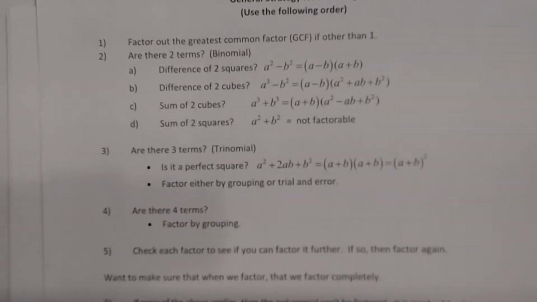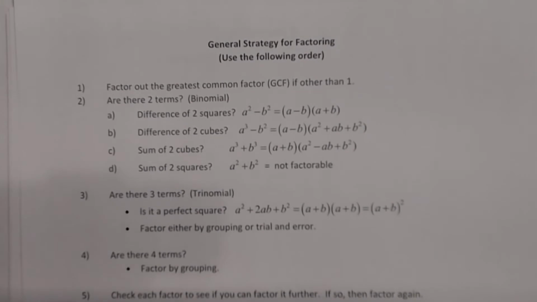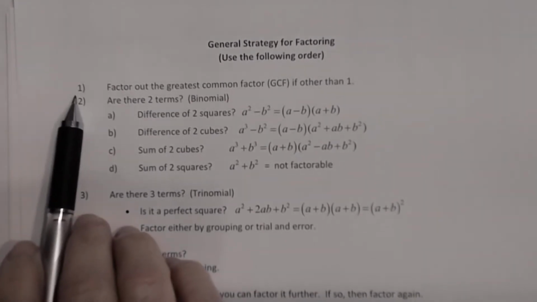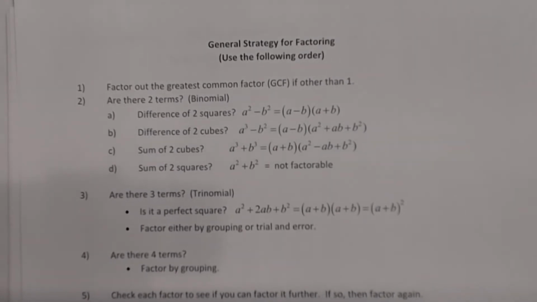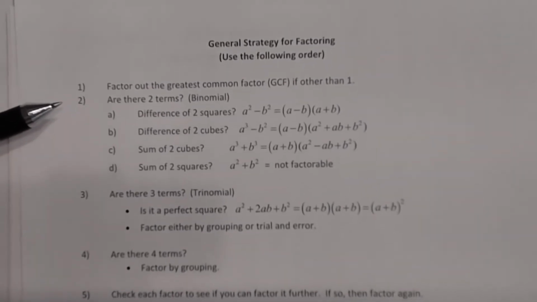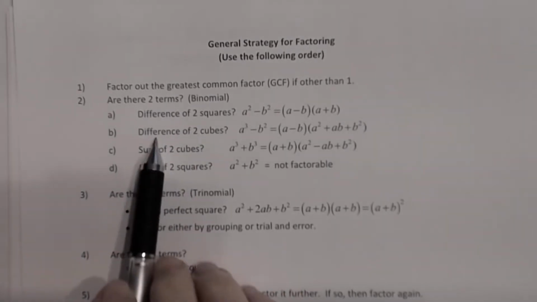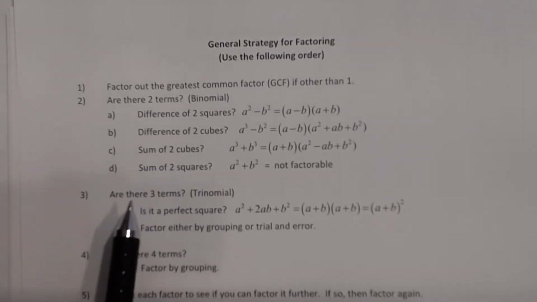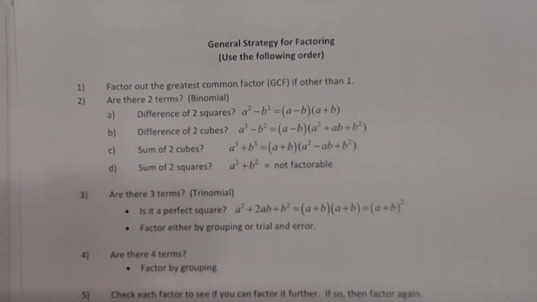Now, you have this in your Canvas course, so it's one of your files. Remember, the first thing you always want to do is factor out the GCF, the greatest common factor. Then you look to see how many terms you have. If you have 2 terms, check to see if it's the difference of 2 squares, the difference of 2 cubes, or the sum of 2 cubes, and then the sum of 2 squares. Remember, the sum of 2 squares you cannot factor.